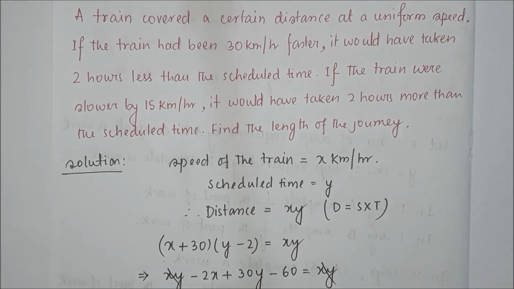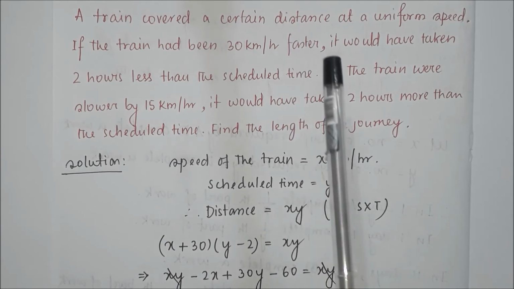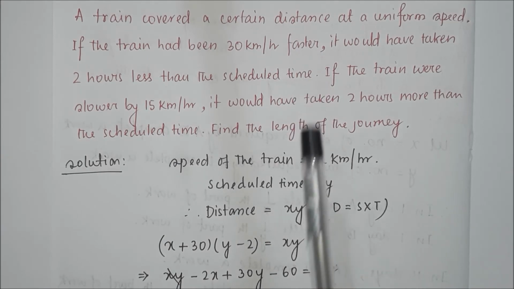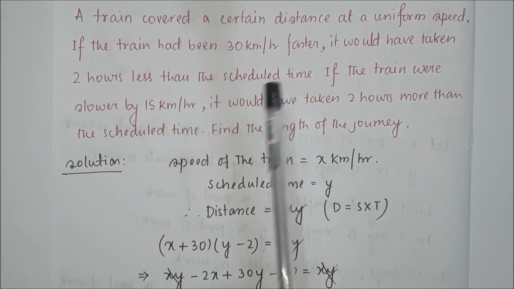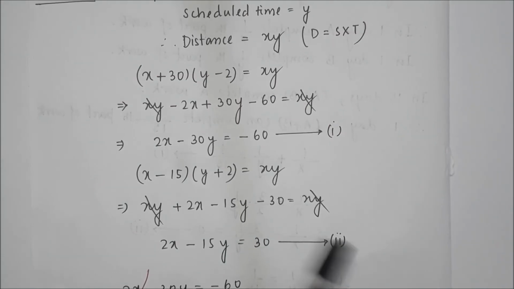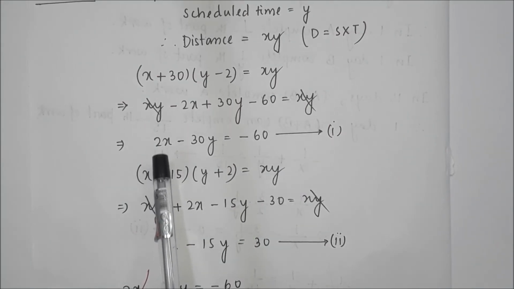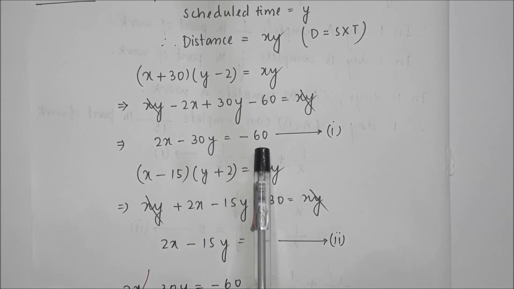Now if you look at our first condition, it is given that if the train had been 30 kilometers faster, that means the speed will be x plus 30, and 2 hours less than the scheduled time, that means y minus 2 will be the time. If you multiply these two, you will get the distance, and distance remains the same. So x plus 30 into y minus 2 equals xy. If you simplify, we will get our first equation as 2x minus 30y equals minus 60.